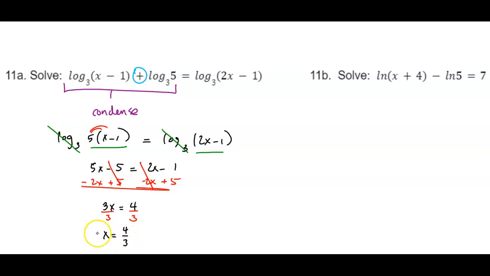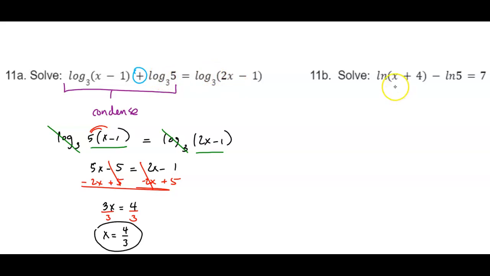Now you would plug it back in to see if it is a viable solution, meaning you cannot take the log of a negative number. So if I plug this in and I'm taking the log of a negative number, then it is not a solution. However, you can go ahead and trust me in saying that if I plug in 4/3 either here or here, I'm not going to be taking the log of a negative number, and it is a fine solution.